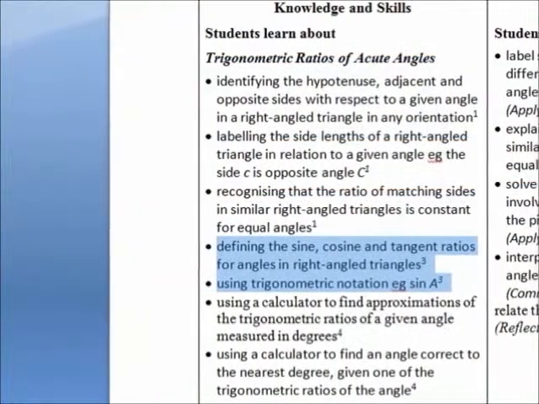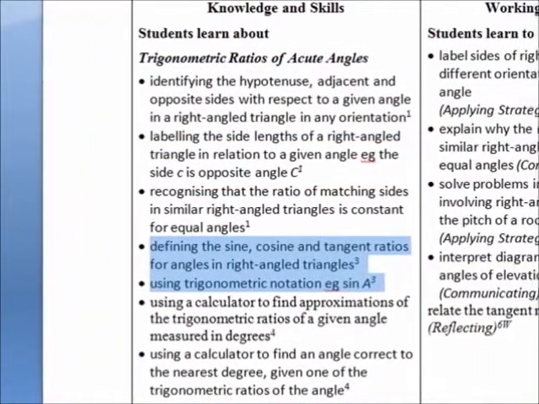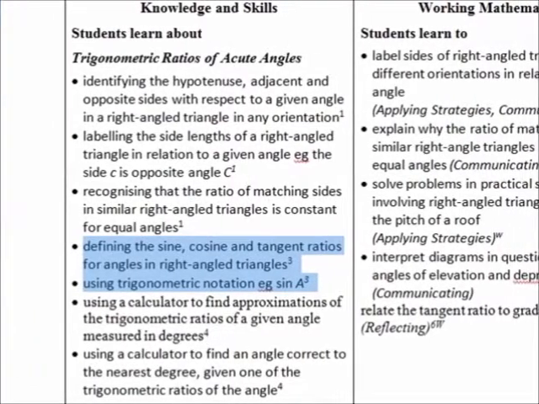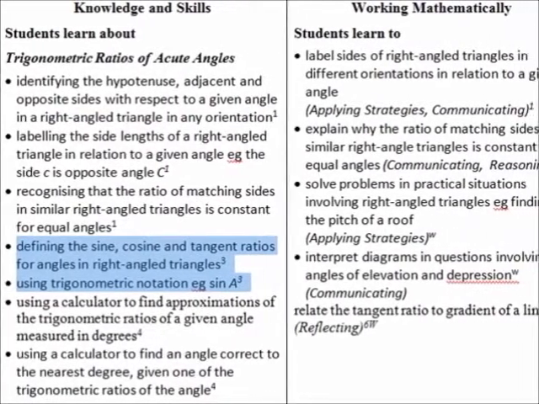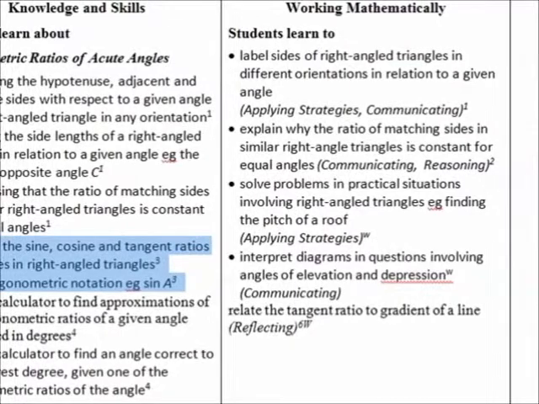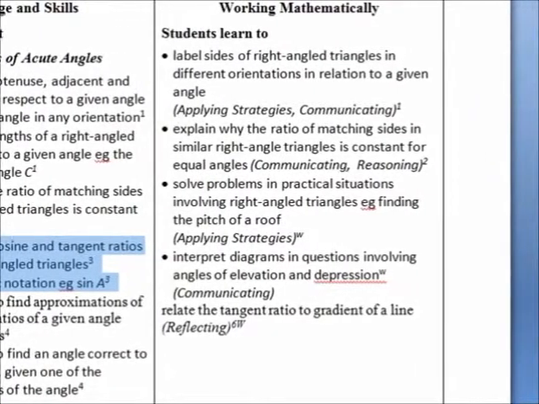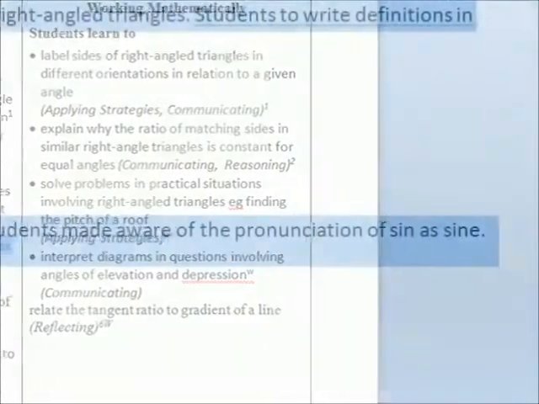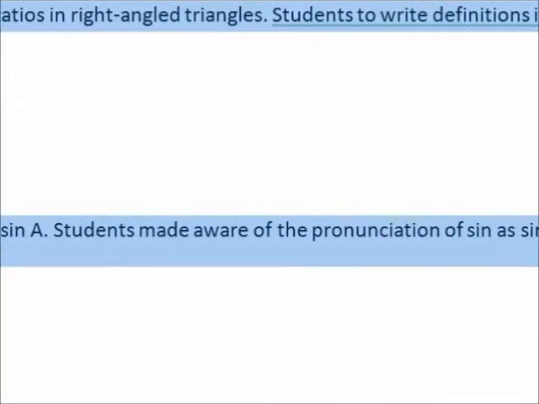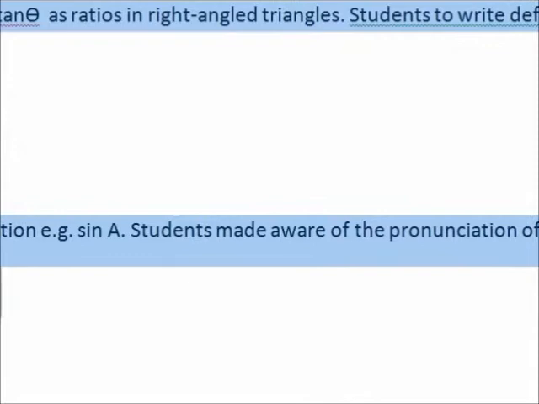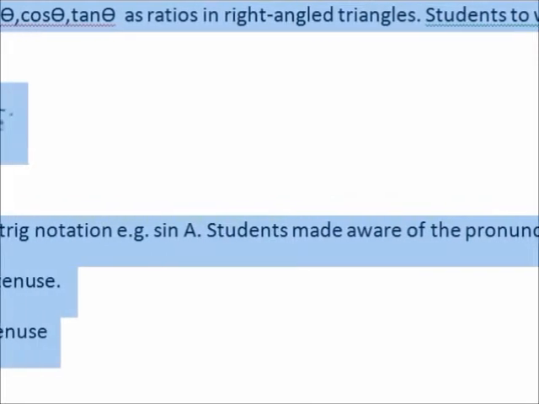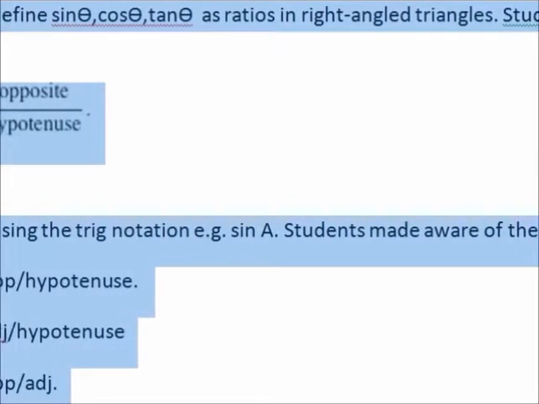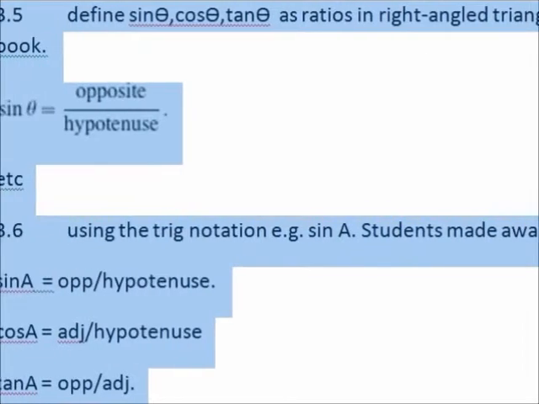The board requires that sine, cosine and tangent ratios for angles in right angled triangles are defined. The students know about that, and using the trigonometric notation such as sin A. And this is lesson 3, defining sin theta as opposite over hypotenuse, etc. for cos A and tan A.